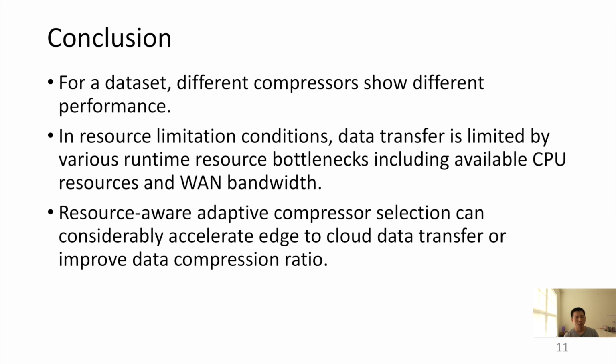To conclude, our preliminary study shows that for a dataset, different compressors show different performance. In resource limitation conditions, data transfer is limited by various runtime resource bottlenecks, including available CPU resources and wide area network bandwidth. And the resource-aware adaptive compressor selection mechanism proposed by us can considerably accelerate edge-to-cloud data transfer or improve data compression ratio.